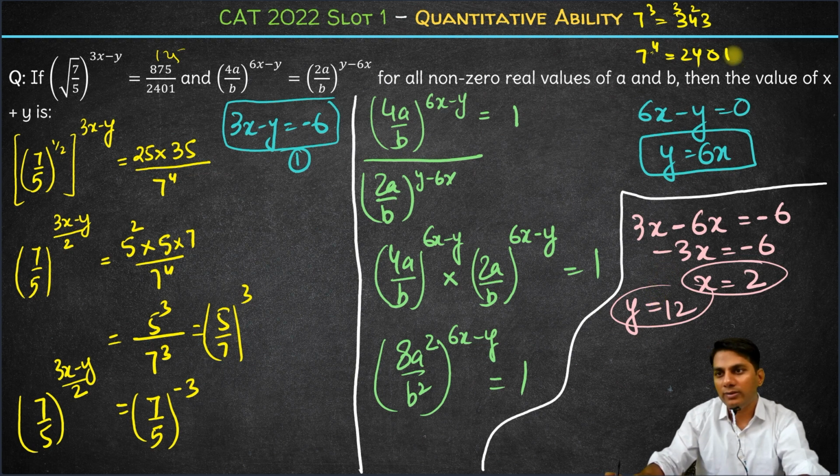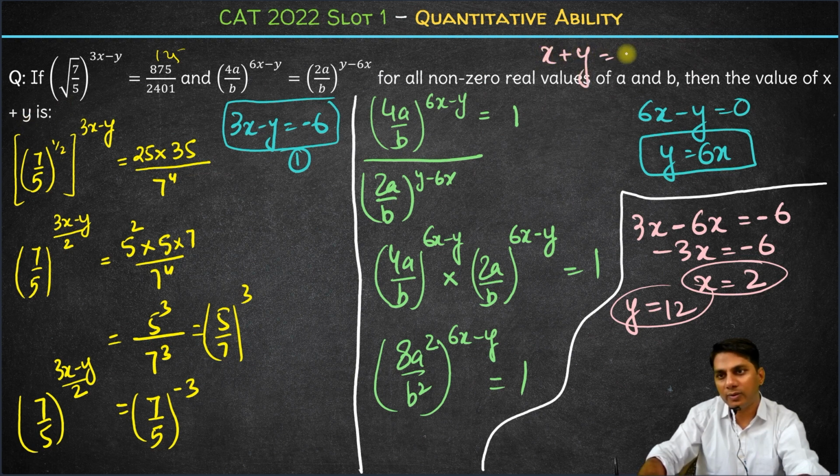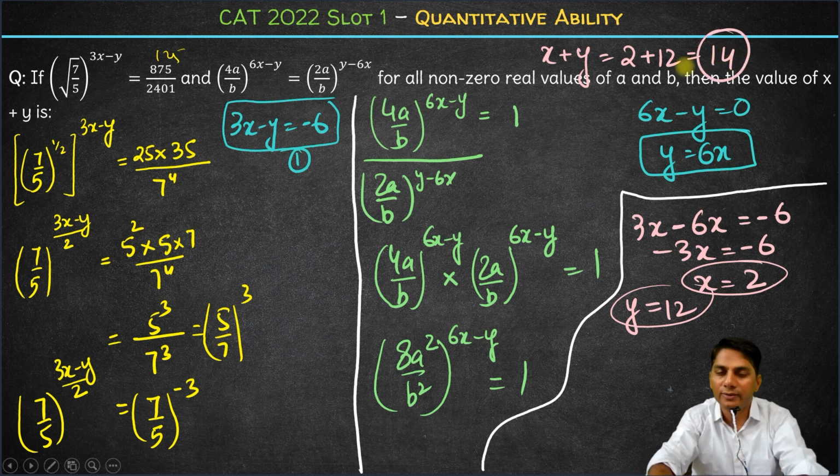So the question was, what is the value of x plus y? So x plus y comes out to be 2 plus 12, which is 14. So the required answer here is 14.